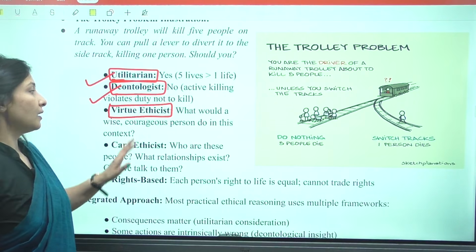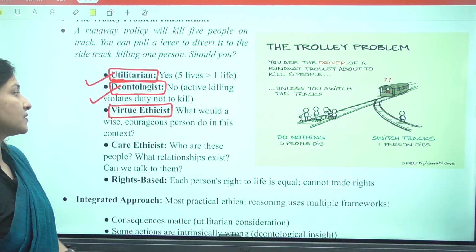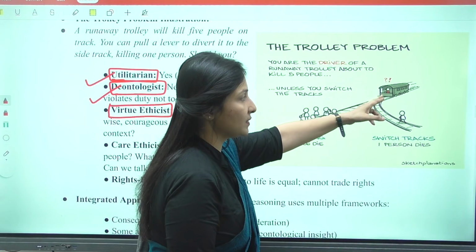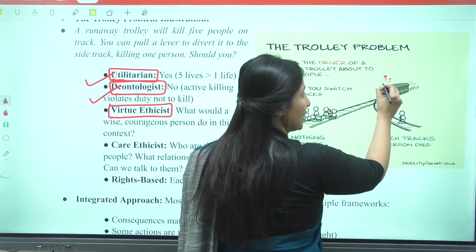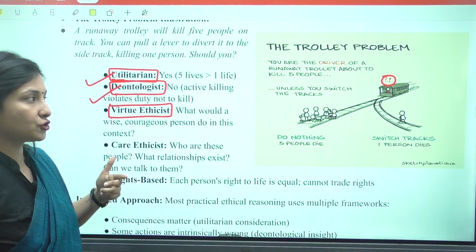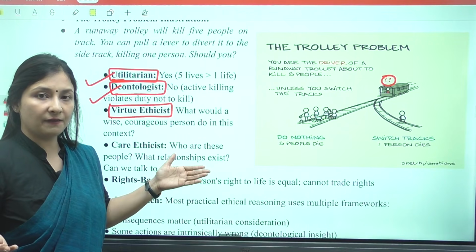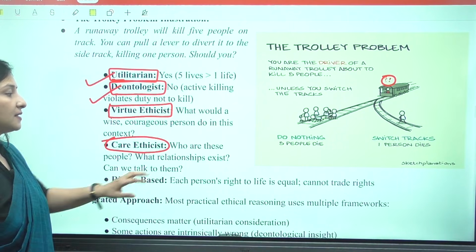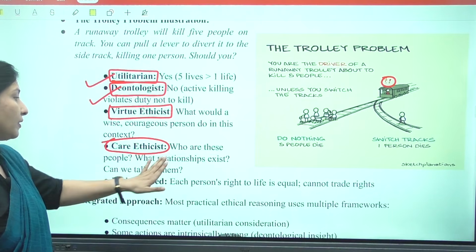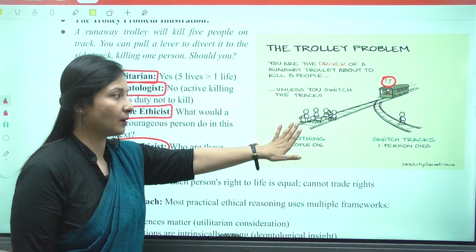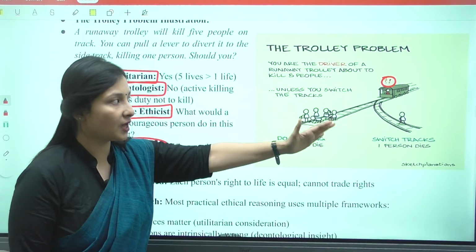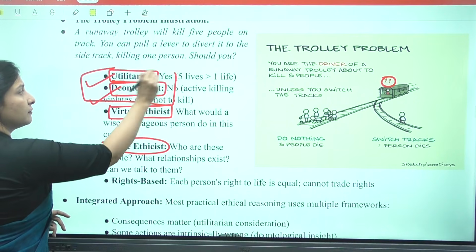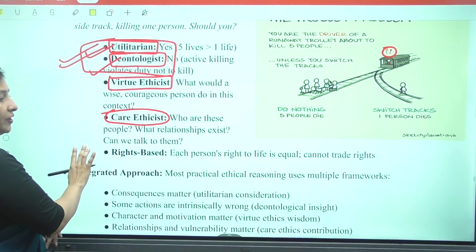The virtue ethicist asks, what would a wise, courageous person do in this context? He will be questioning him: what should you do? What kind of courage should you have, because the brakes have failed? This is also something we are going to see. The care ethicist asks, who are these people? What relationships exist? Can we talk about those who are going to face the consequences either way? But for our case study, the first two are going to be very important.